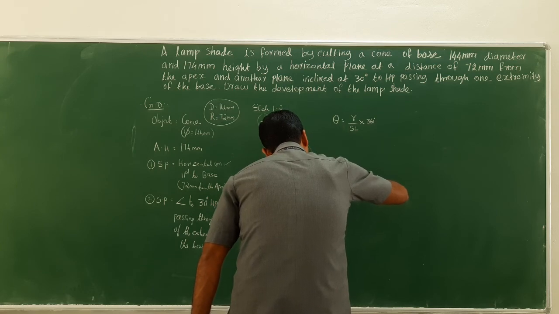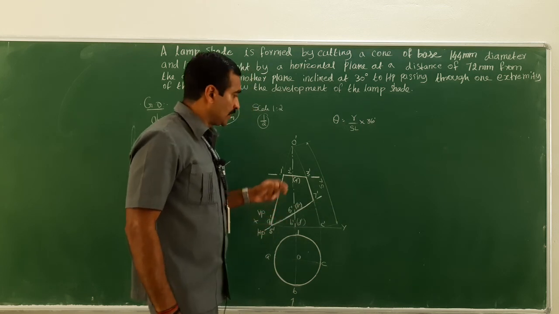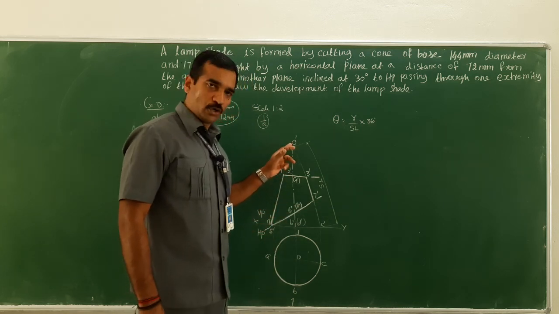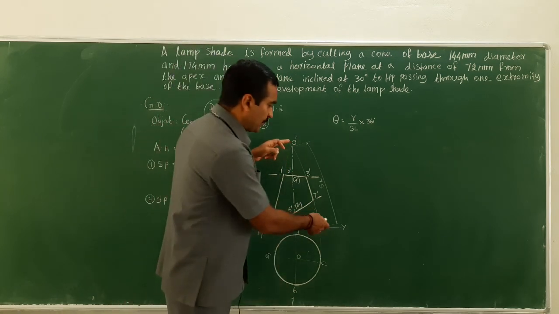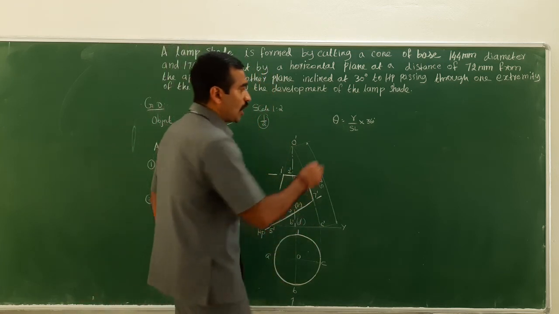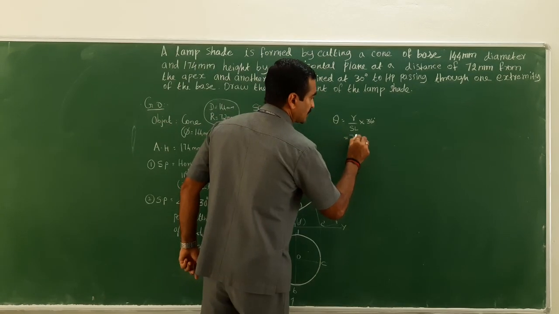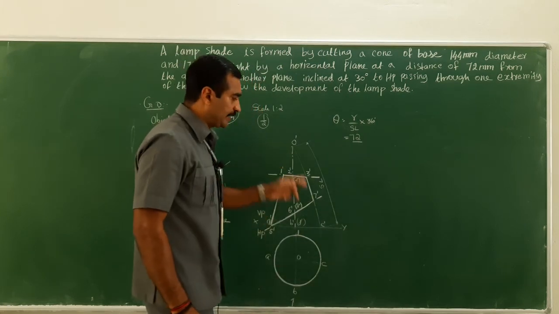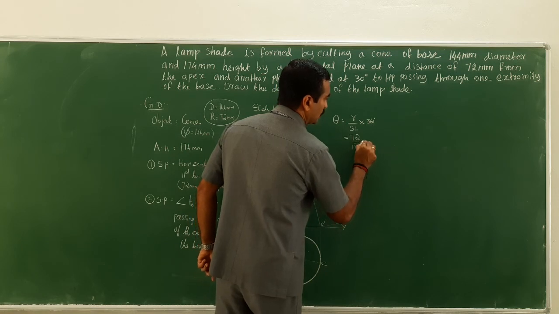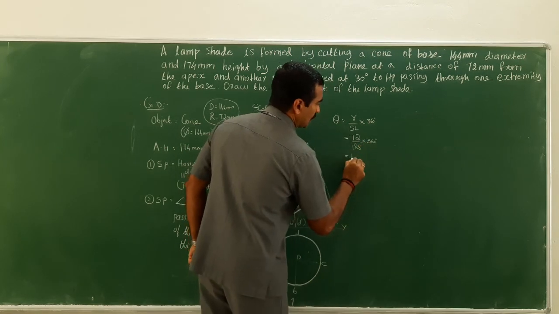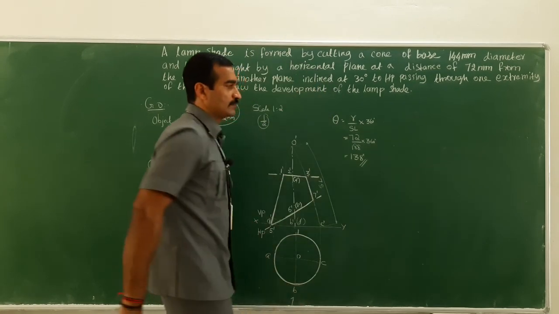Slant length, SL. Measure this SL, because we know the axis height, but we don't know the exact slant length or slant height. So this needs to be measured using a scale. So, what is the radius? Radius is 72 mm. By measuring the OC distance using a scale, you will get 188 mm. R by SL into 360: if you do so, you will get approximately 140 degree, that is 138 degree approximately.